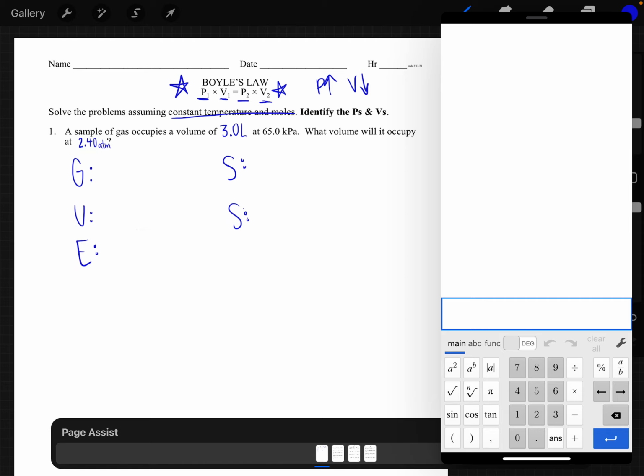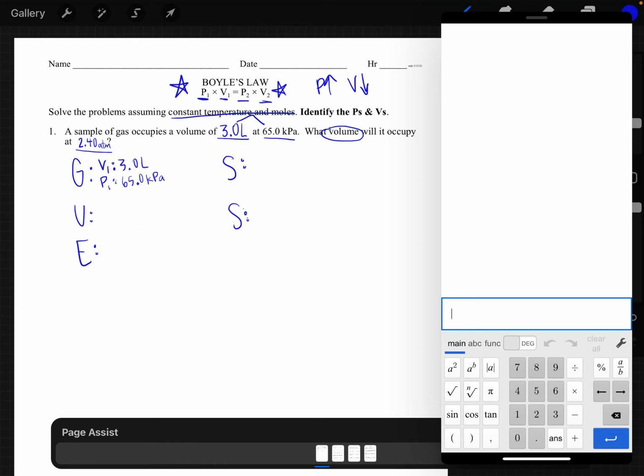So it says a sample of gas occupies a volume of 3 liters at 65 kilopascals. What volume will it occupy at 2.4 atmospheres? So G stands for givens, and I'm going to go ahead and start writing down anything that I underlined. So we know that liters is volume, so the first volume they gave us was 3.0 liters. And this sample of gas is at a pressure of 65 kilopascals. So I'm going to say that that's pressure 1 because those two numbers go together.